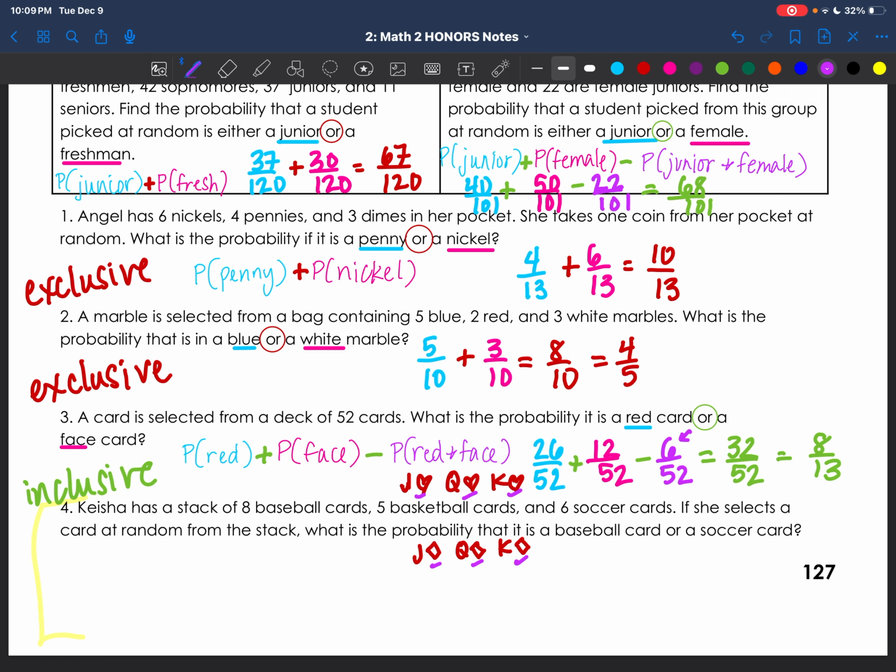All right, so we have probability of a red is 26 out of 52 because half the deck is red. The probability of a face card, well, we have 3 face cards in each suit, and there would be 4 suits, so it's 12 out of 52, and we're going to subtract any repeats. So we said we have 6 repeats out of 52, and then once you do all that together, you're going to get 32 out of 52, which simplifies to 8/13. So this one is inclusive since you can have both at the same time.